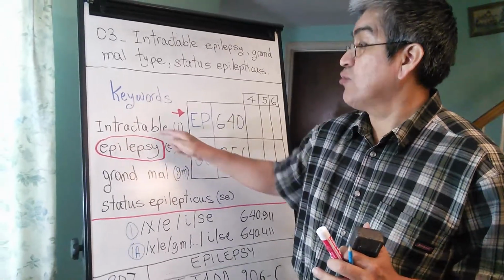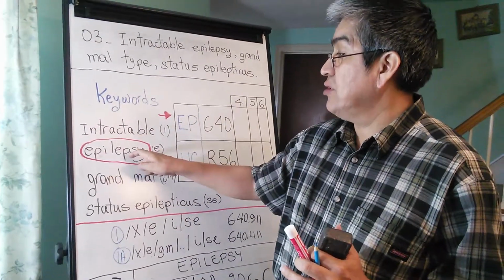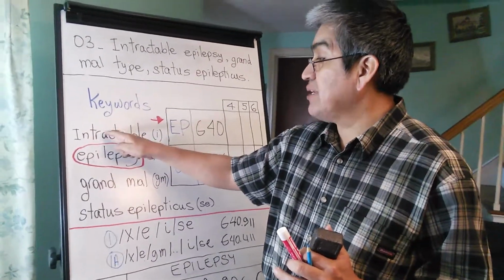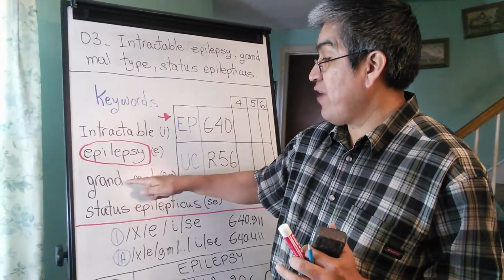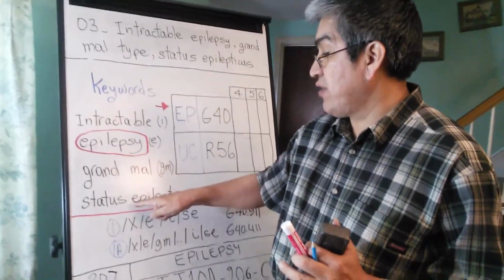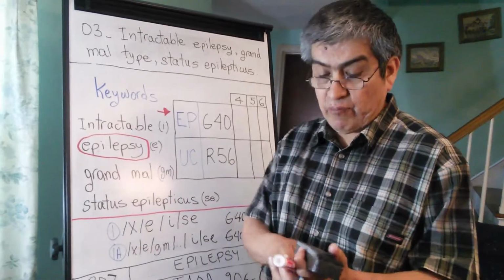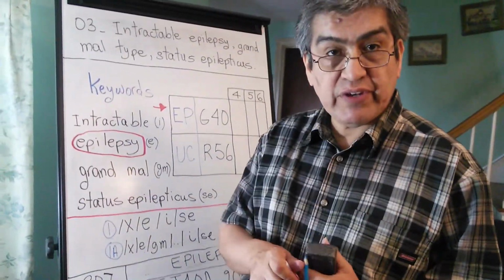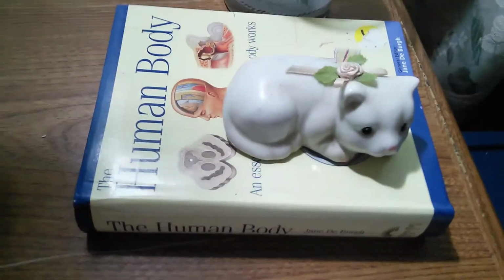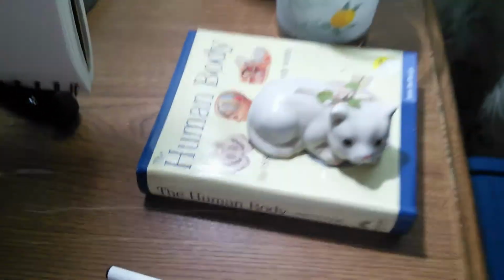Let's start with epilepsy, which is the main condition, and then go in order. Intractable, then try to find grand mal. If we don't find grand mal, try to find status epilepticus and see what we come up with. That's what Stephanie's going to do while I hold the camera. Thank you.